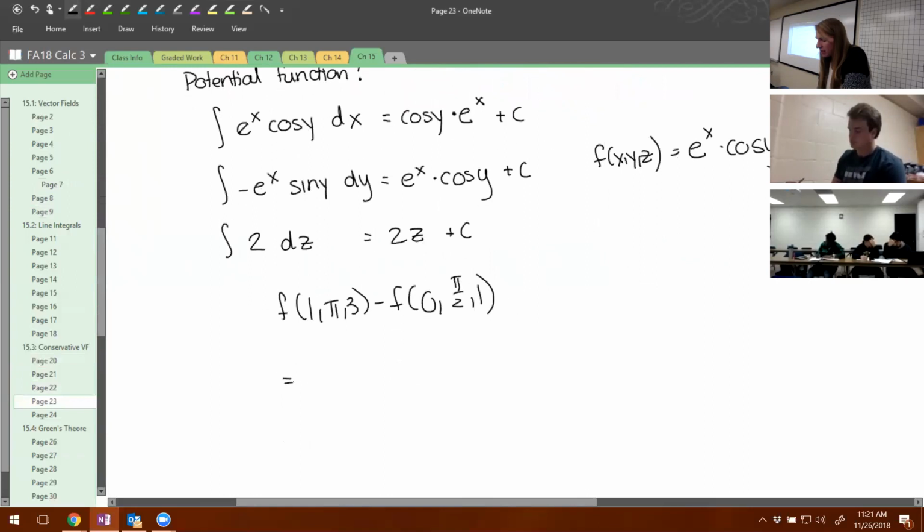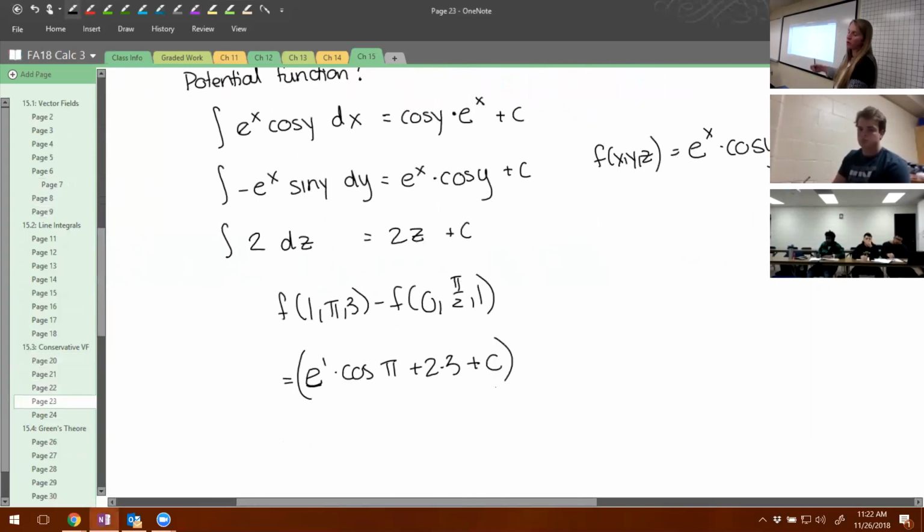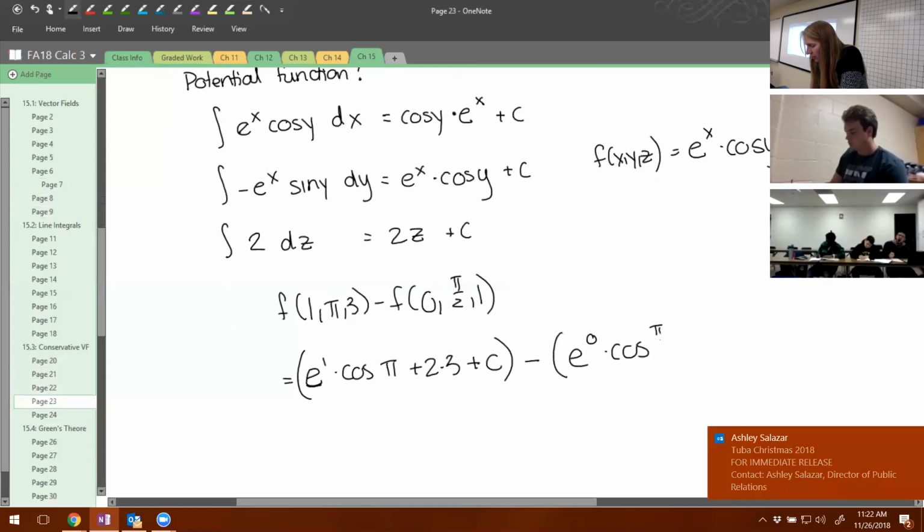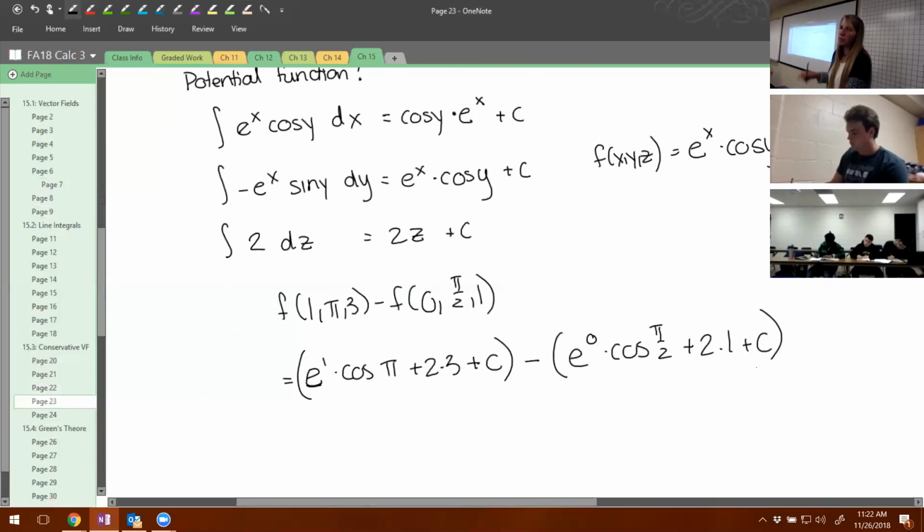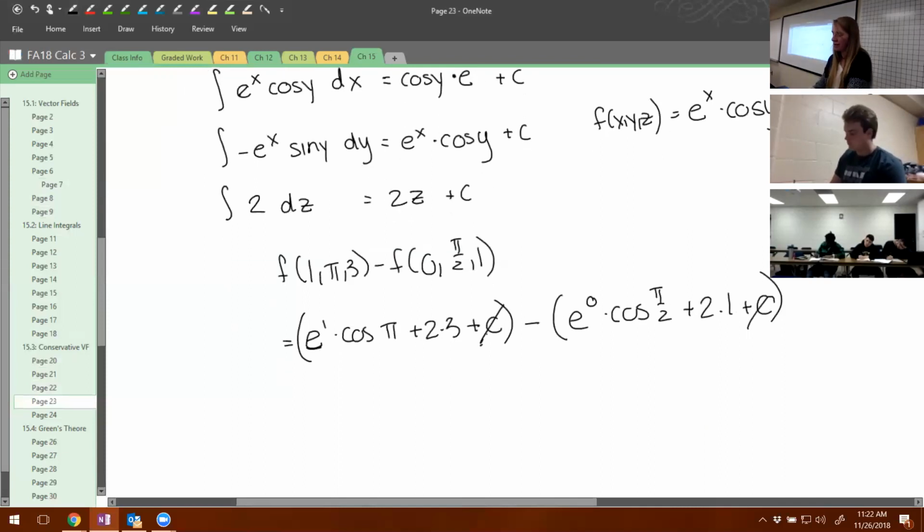This gives us e to the 1 times cosine of pi plus 2 times 3. And if you want to stick your c's in here, go ahead and do it. Just make sure everyone's clear on the fact that they cancel out. Plus c, we don't know what it is there. And we're going to subtract the value at the beginning point. So e to the 0 times cosine of pi over 2 plus 2 times 1. And again, that plus c we can stick there, but you can see plus c minus c, those c's just cancel out. So I'm a-okay if you just skip them. I don't need to see that part there. It doesn't really give anything to this.